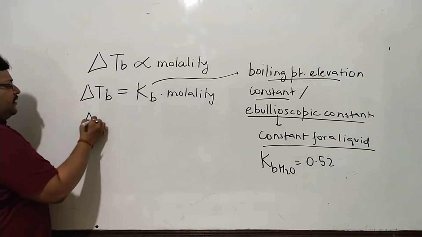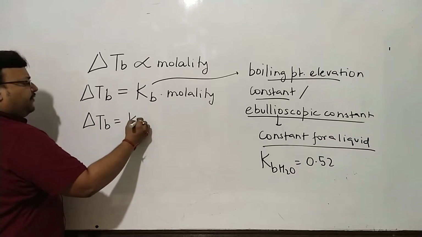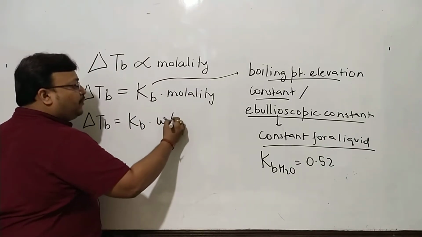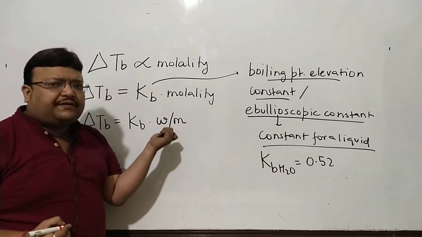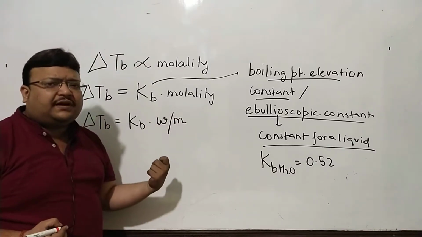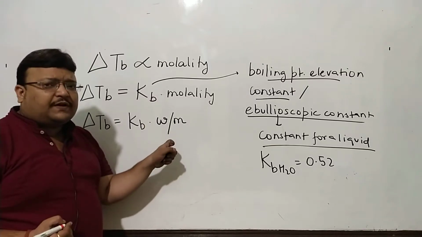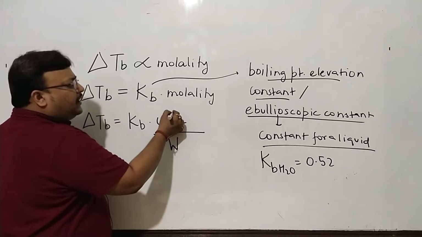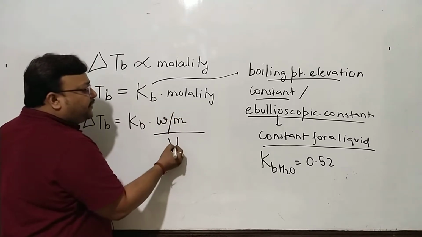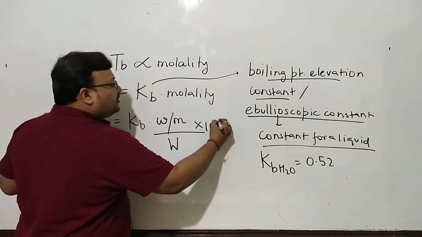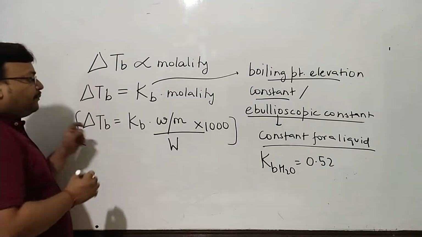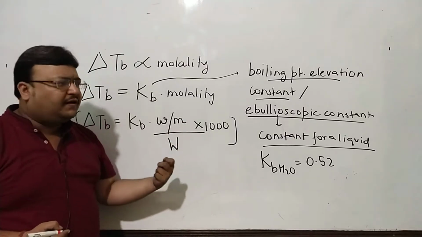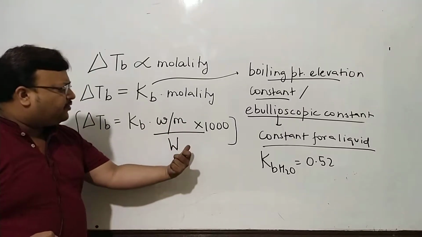And if I write delta TB is equal to Kb into, now how do you write molality? Weight upon molecular weight, the number of moles of the solute, small letters always for the solute, upon capital W, the weight of the solvent, number of moles per gram of solvent, into 1000. Number of moles per gram of solvent into 1000 is number of moles per 1000 gram of the solvent.